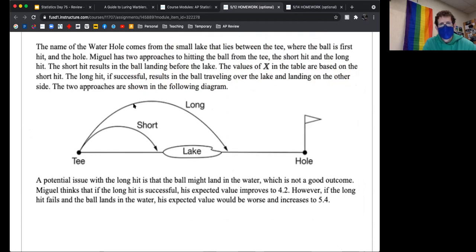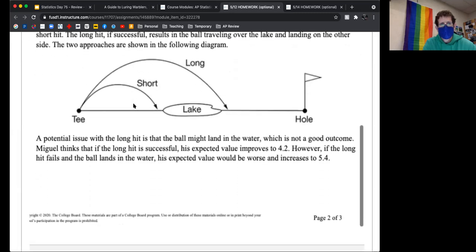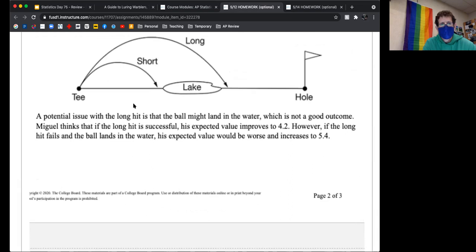The values of X in the table are based on the short hit. The long hit, if successful, results in the ball traveling over the lake and landing on the other side. The two approaches are shown in the following diagram. A potential issue with the long hit is that the ball might land in the water, which is not a good outcome. Miguel thinks that if his long hit is successful, his expected value improves to 4.2.